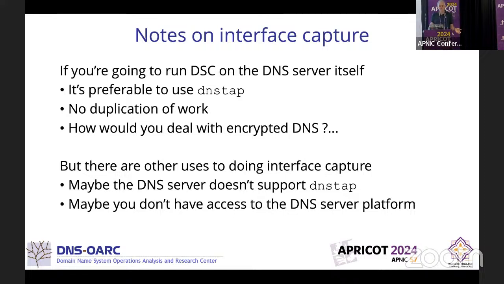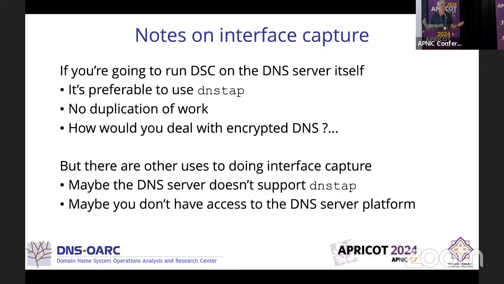If you're going to run DSC on the DNS server itself, I would suggest you go for DNS tap, primarily because you don't duplicate the work. Now, if you're doing tcpdump on the server, you're close to the server, but you're not in the server. So how are you going to deal with encrypted DNS? How are you going to deal with DOH and DOT if you are looking at the traffic on the interface? Because that's the whole point, right? You can't see what's in the packets. And this is where DNS tap becomes kind of unavoidable.